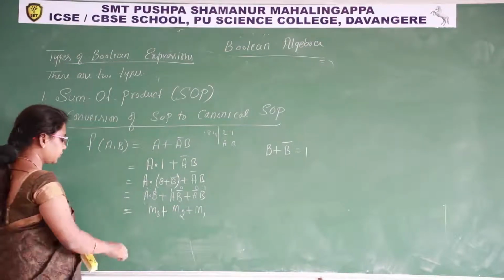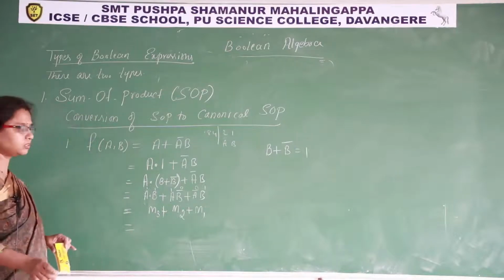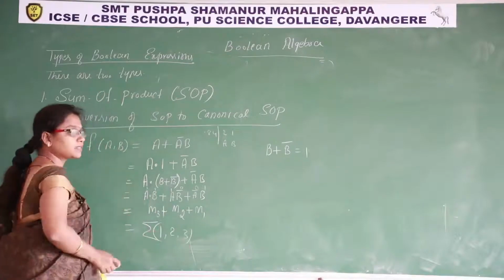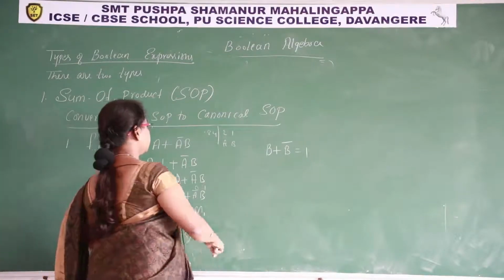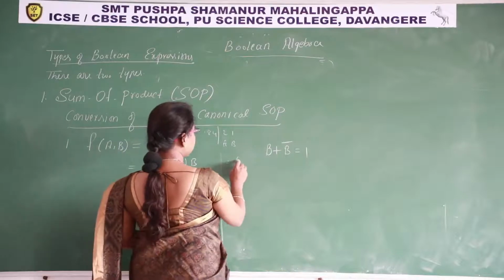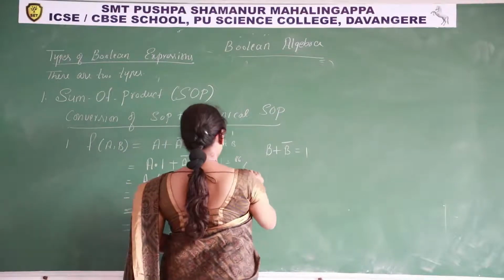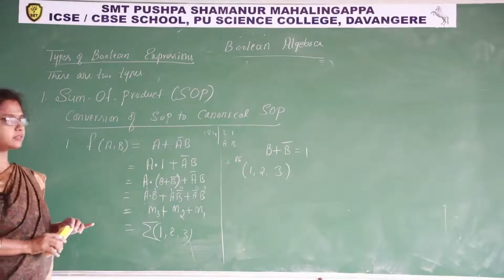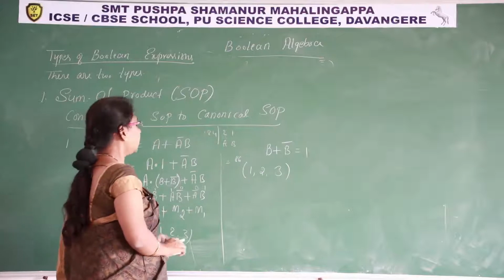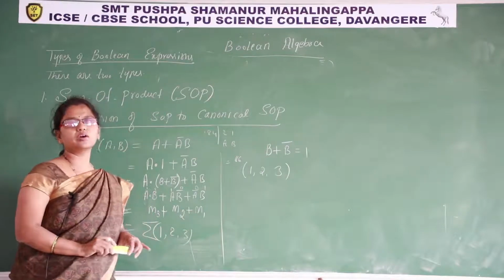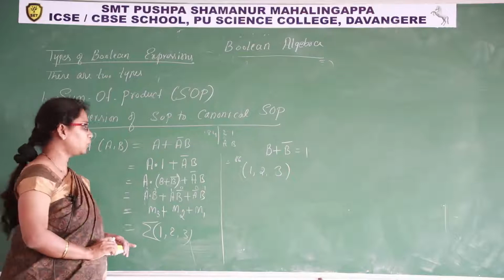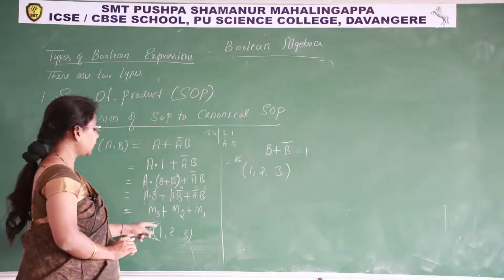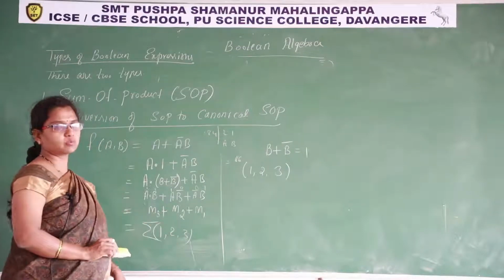What is the other way of representing this SOP expression? Sigma 1 2 3, you must write it in ascending order. Next, another way of representation: double quotes, open parenthesis 1 2 3. So at this junction what you need to understand is how to convert SOP to canonical SOP, how to write the shorthand notation for this canonical SOP, and what the alternative ways are to represent canonical SOP.